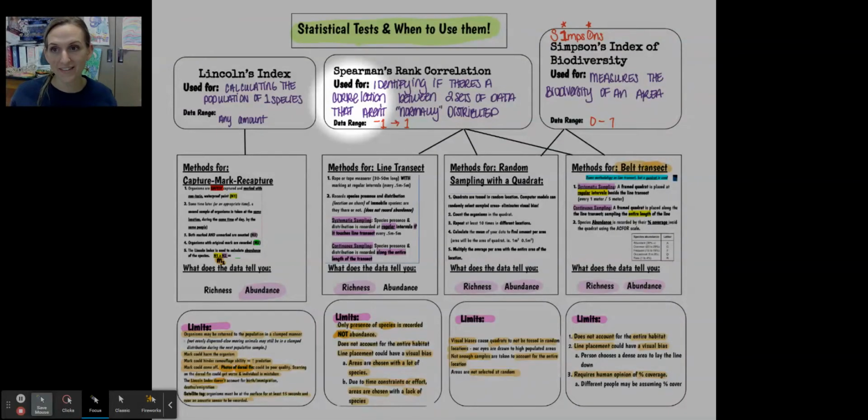You would do a scatter plot to see if there even is a correlation. If there is, then we can run the Spearman's rank correlation test, which you don't have to know the formula for. You just need to know when you would do it and how to apply it.